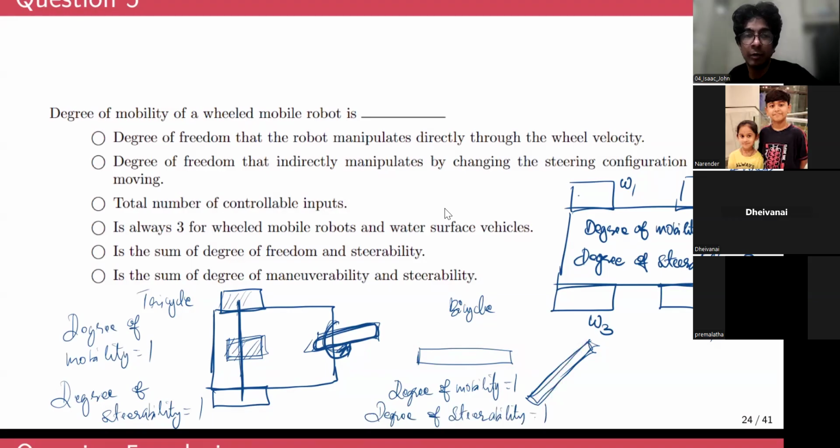So basically, the key definition of degree of mobility is actually the first option. It's the degree of freedom, or the input that a robot manipulates directly through the wheel velocity, through some input, through some motors or through some pedaling action. So that is the key definition of degree of mobility. So that is true. And what about the second option? Degree of freedom that indirectly manipulates by changing the steering configuration and moving. So this is actually the definition of degree of steerability.